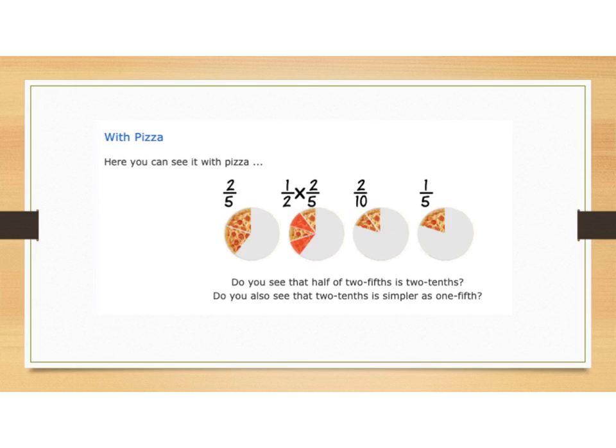Let's take a look at this problem with pizza. Here you can see the pizzas, and we have 2/5 of the pizza in the first image. The next image shows us 1/2 times 2/5. When you multiply this, you come up with 2/10, which is really 1/5 of the pizza. Do you see that half of 2/5 is 2/10? Do you also see that 2/10 in simplest form is 1/5?